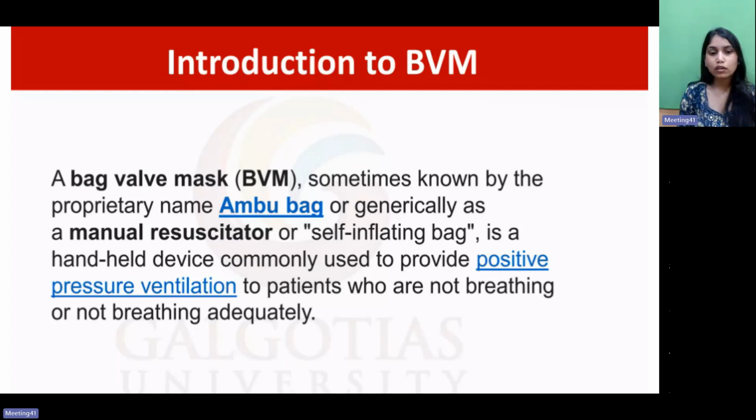We are trying to do something so that the patient will breathe again. It is also called a self-inflating bag. So BVM means resuscitator. When a patient is going to die and we use the BVM, it will be helpful for them.